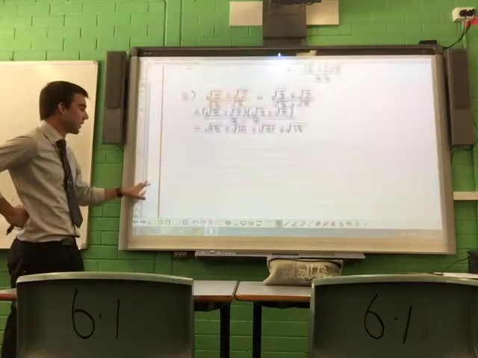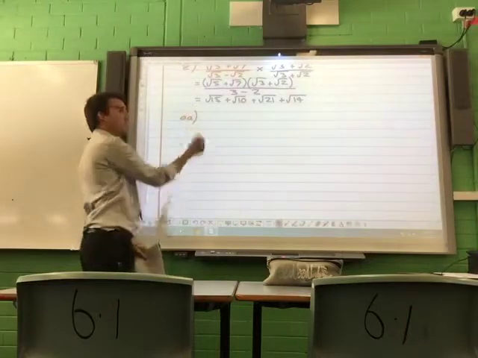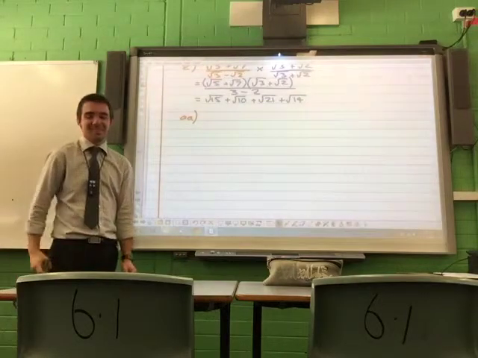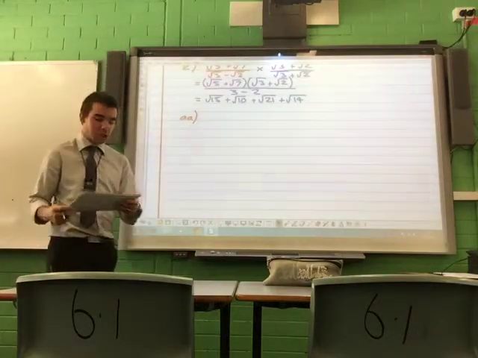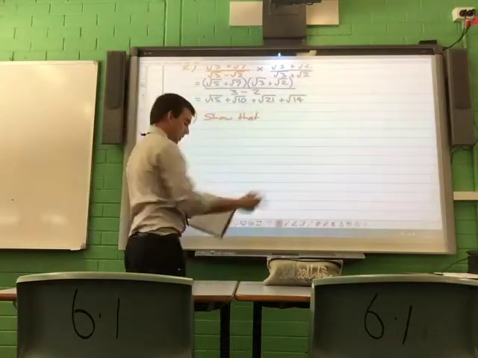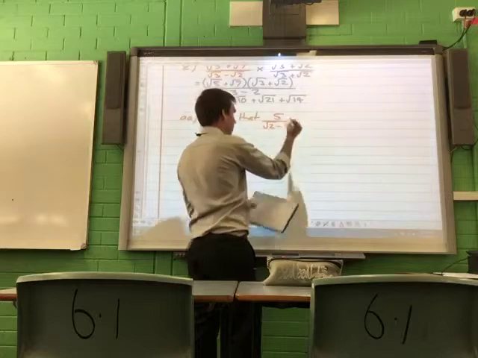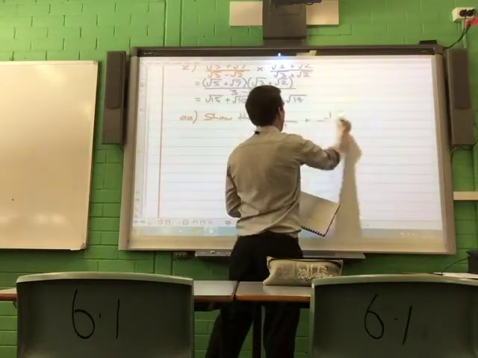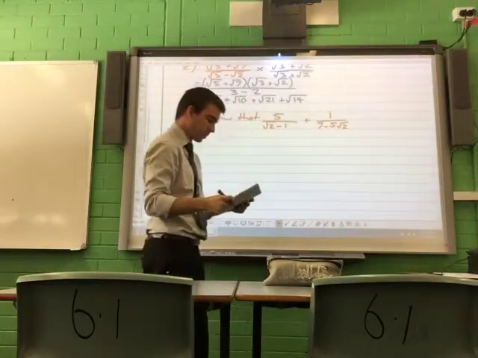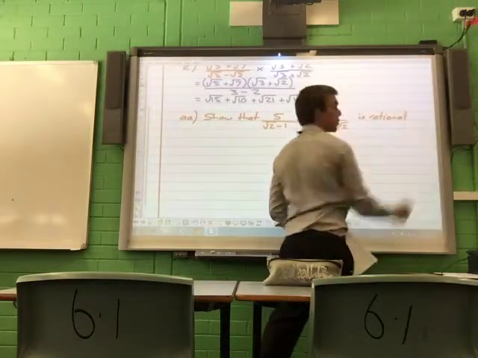Right, one more. I'm done. Right, another example of doing thirds. One more. Now, there are some issues with showing questions, so let's have a look. Show that 5 on root 2 take away 1, plus 1 on 7 take away 5 root 2 is rational.